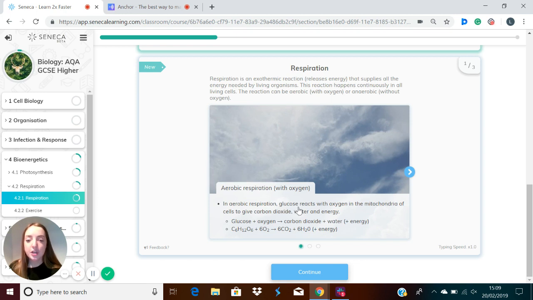In this reaction, glucose reacts with oxygen in the mitochondria of cells to produce carbon dioxide, water, and energy. So the equation for this would be glucose plus oxygen goes to carbon dioxide plus water and also energy.